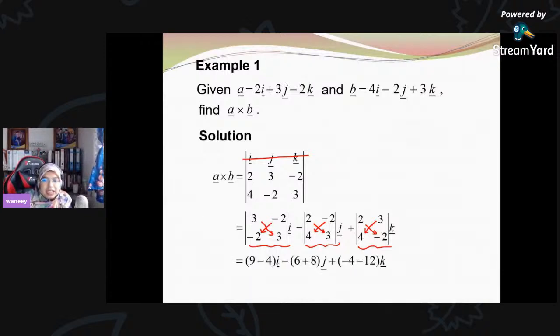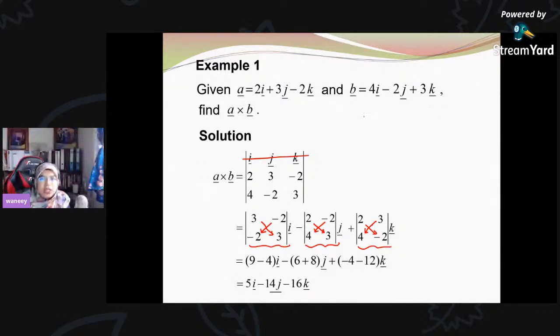Okay, so we got 9 minus 4 minus 6 plus 8 plus negative 4, negative 12. And then of course, you should try to simplify them. So it will become 5I minus 4J minus 16K. So this is the answer for A cross B.